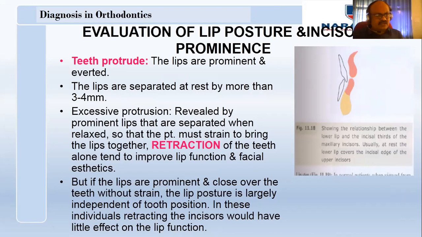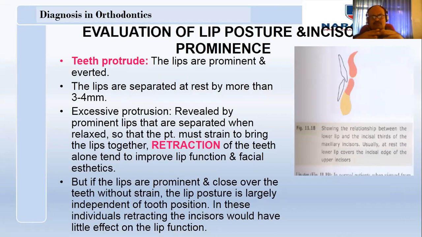Now, how will be the relationship between your lip and your dentition in normal condition? If you can check yourself, when you relax with competent lips, your lower lip covers the incisal one third of the upper incisors. See, you can see it. The incisal edges it covers. So it covers fully the lower teeth plus it tries to cover the upper teeth.